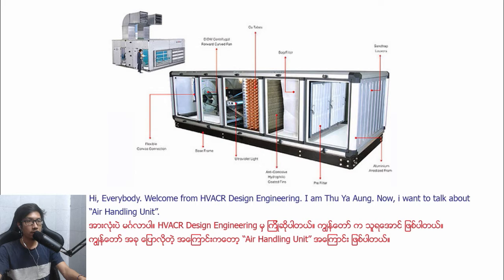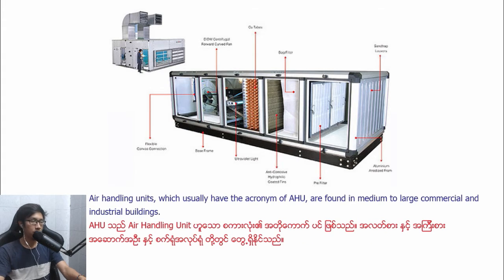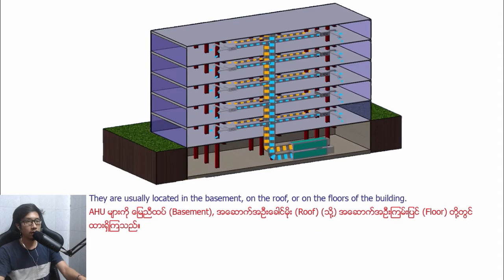Now I want to talk about air handling units. Air handling units, which usually have the acronym AHU, are found in medium to large commercial and industrial buildings. They are usually located in the basement, on the roof, or on the floor of the building.